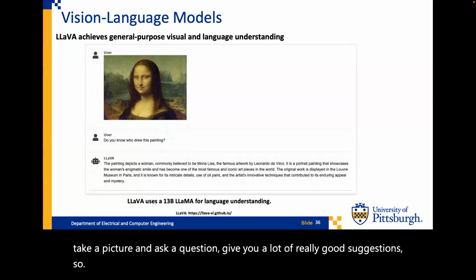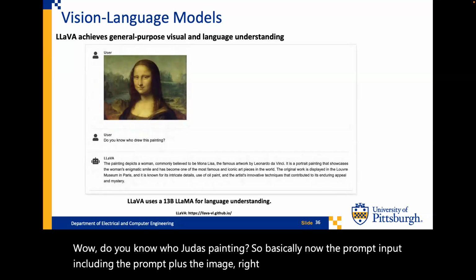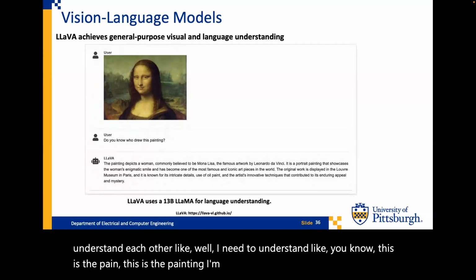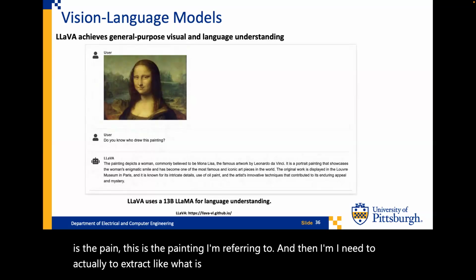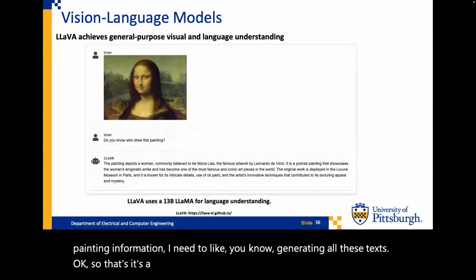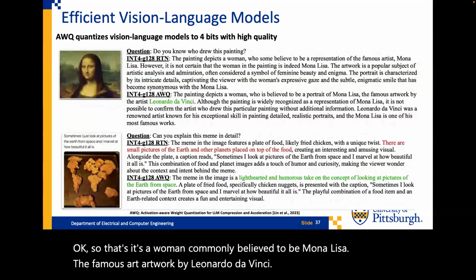Well, do you know who drew this painting? So basically now the input includes the prompt plus the image, right? And you need to understand each other. I need to understand this is the painting I'm referring to. Then I need to extract what is inside the painting. And then with that painting information, I need to generate all this text. So that says a woman commonly believed to be Mona Lisa, the famous artwork by Leonardo da Vinci.